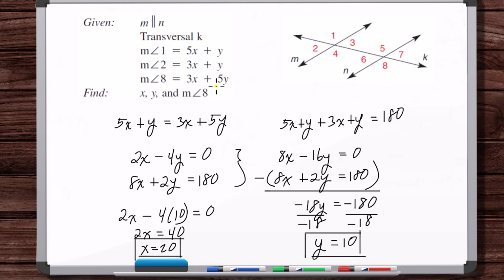Now what is the measure of angle 8? So, okay, just plug it in here. So 3 times 20 is 60. 5 times 10 is 50. So 110.